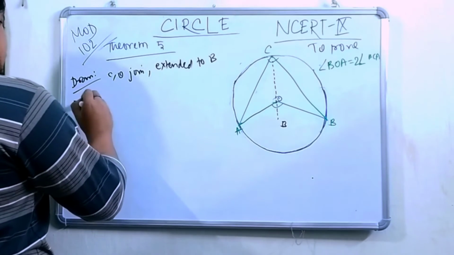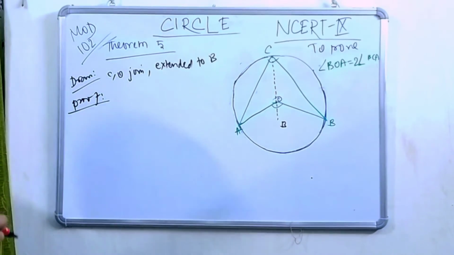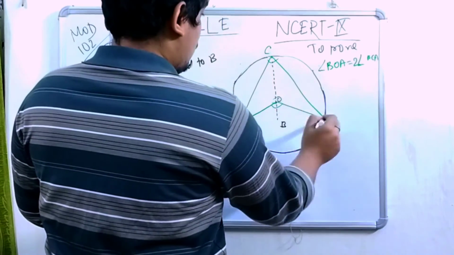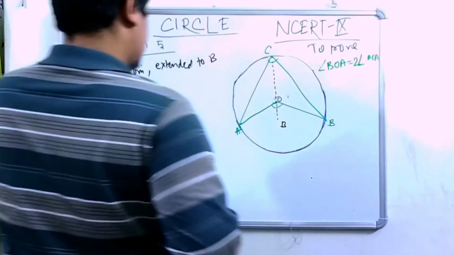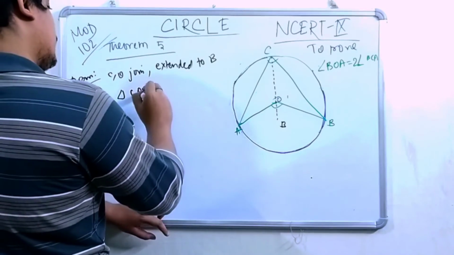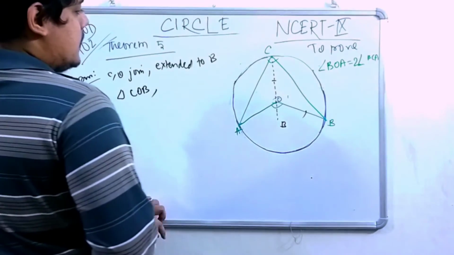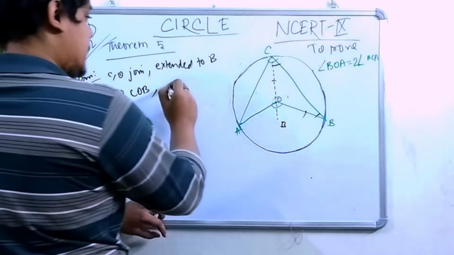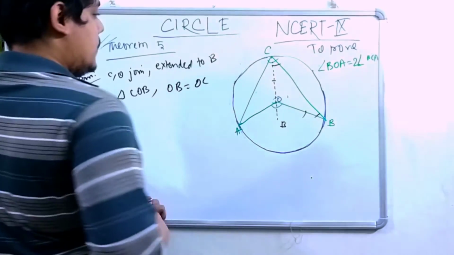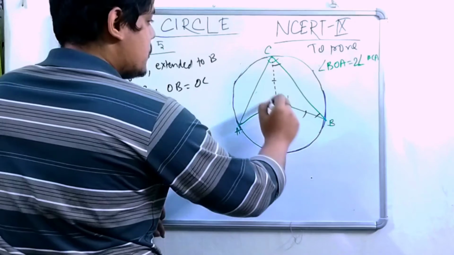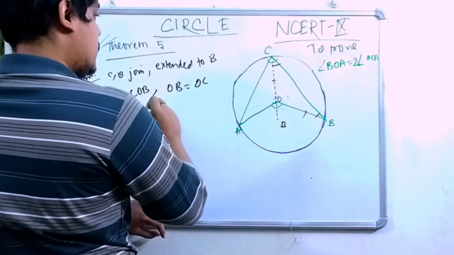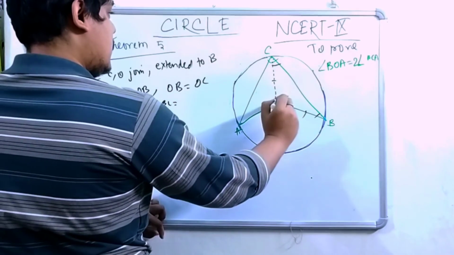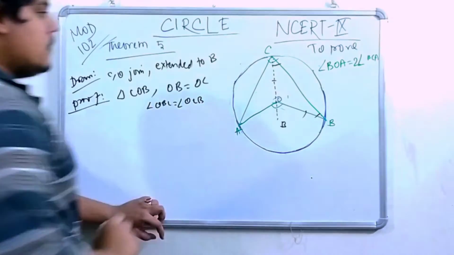Proof. See, this is a radius. So OB and OC, if I just consider this triangle COB, these are radii. So these two will be equal, so these angles also will be equal. I repeat, OB and OC are equal because these are radii. So it is an isosceles triangle. These angles will be equal. So OBC is equal to OCB.